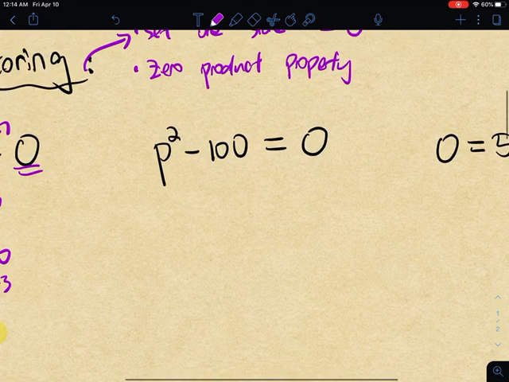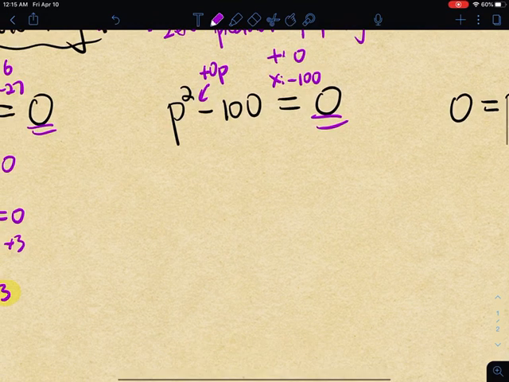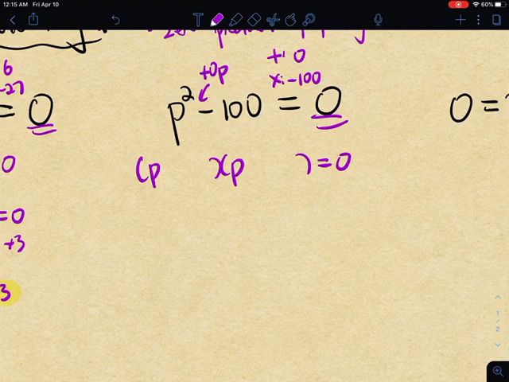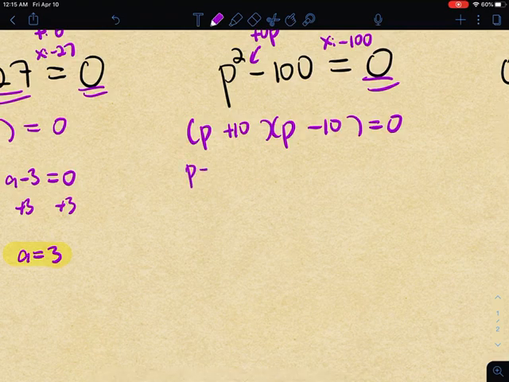Moving along, p squared minus 100 equals 0. Again, I already have equals 0, so I like that. Now I want two numbers that add up to 0 and multiply to negative 100. Adding up to 0 because I don't have a p term, so I have a plus 0p. Let's go ahead and set it up. What are my two numbers? I think in this case it will be plus 10 and minus 10. This is a difference of two squares.